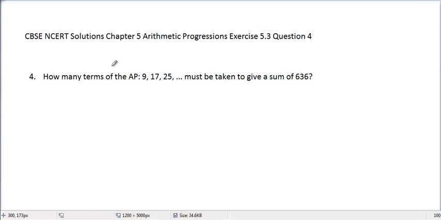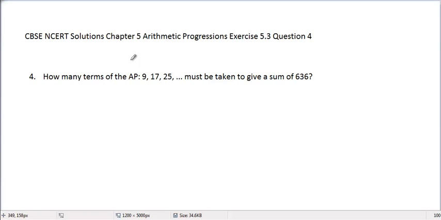This is CBSE NCERT Solutions, chapter number 5, Arithmetic Progressions, exercise 5.3. Question number 4. The problem is: how many terms of the AP 9, 17, 25 and so on must be taken to give a sum of 636?